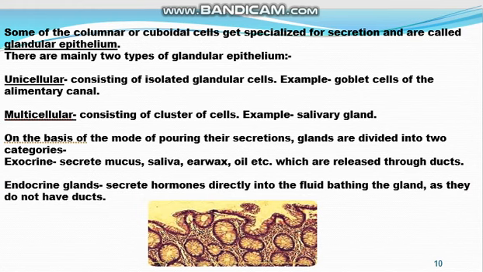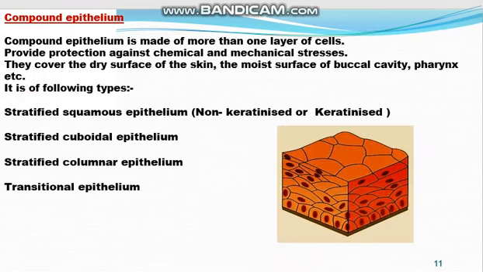So this is about the simple epithelium. Then comes the compound epithelium. In contrast to simple epithelium, compound epithelium is made up of more than one layer of cells. And this compound epithelium is thick and it provides protection against chemical and mechanical stress. And they cover the dry surface of the skin, the moist surface of the buccal cavity and pharynx, etc. And this compound epithelium, which is multi-layered, is of the following types.